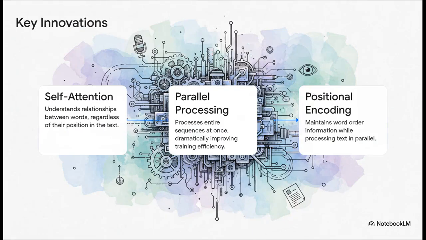So how does it do it? Well, it's got a 3-part secret sauce. First up is the self-attention mechanism. This is what lets the model connect a word like "it" all the way back to the car that was mentioned 2 paragraphs ago. It just knows.